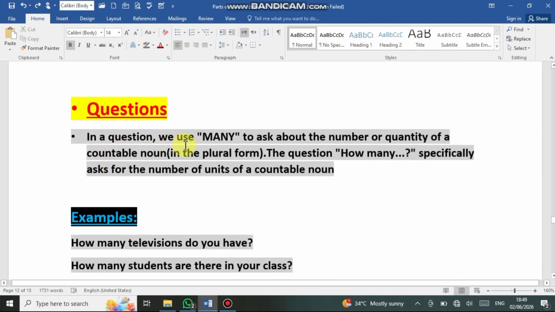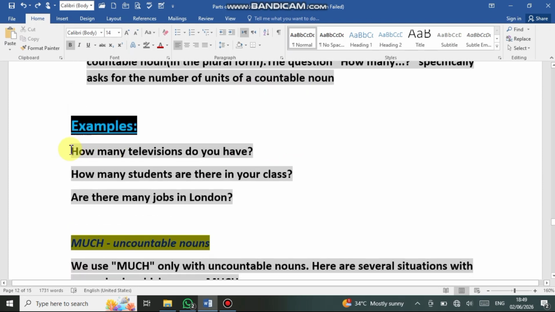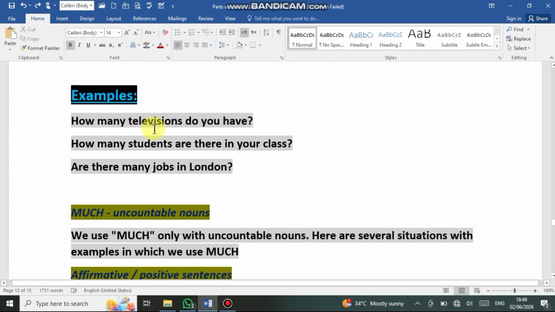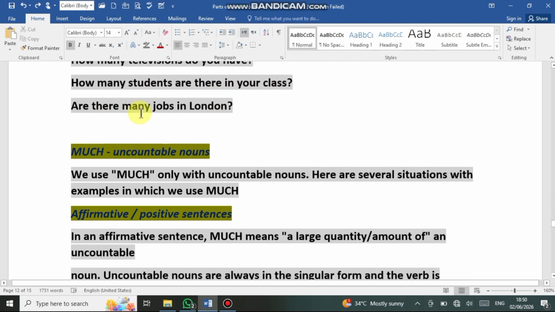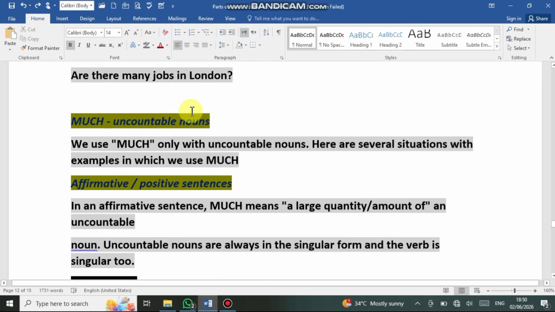Questions. In a question, we use many to ask about the number or quantity of countable nouns. In the plural form, the question how many specifically asks for the number of units of a countable noun. Examples: how many televisions do you have? How many students are there in your class? Are there many jobs in London?